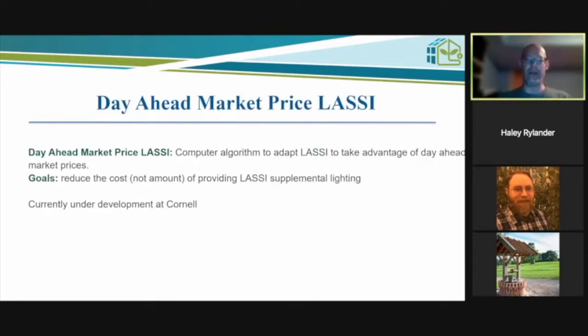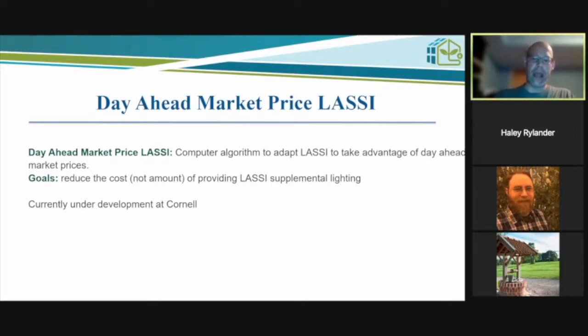So the next version of LASSI that we've developed is called the day-ahead market price LASSI, DAMP LASSI. We've also called it DAM LASSI, just day-ahead market LASSI. It's another step where we want to take advantage of something called day-ahead market pricing, which is an electricity pricing that might be available. Basically, the utilities have some cheaper rates available if you're willing to join that program.